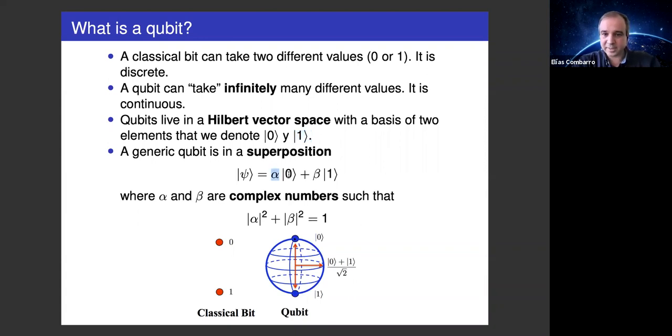These alpha and beta are complex numbers. For this to make sense, and we will see in a minute why physically we need this condition, we need the absolute value squared of these complex numbers to add up to 1. Since these are complex numbers, we can have an infinite number of different combinations of these qubits.